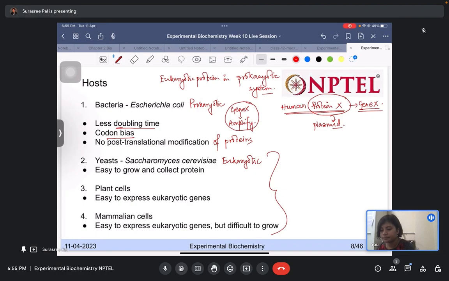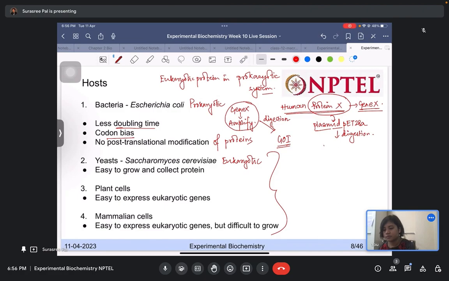This PCR product is digested with particular restriction enzymes. And this plasmid, where we want to clone the gene X, suppose this is pET28a. This plasmid vector is also digested with the same restriction enzymes. So now we have two digestion products: one is the gene of interest, and another is the plasmid.